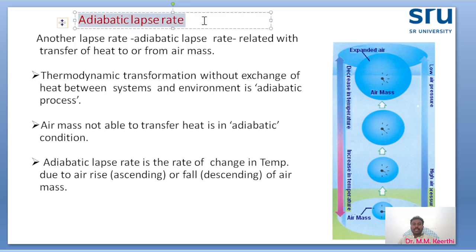Okay, what is the adiabatic lapse rate? Here we are dividing the lapse rate, and an important one comes under the adiabatic lapse rate. In the adiabatic lapse rate, there are two types: one is the dry adiabatic lapse rate, and the other is the saturated or wet adiabatic lapse rate.